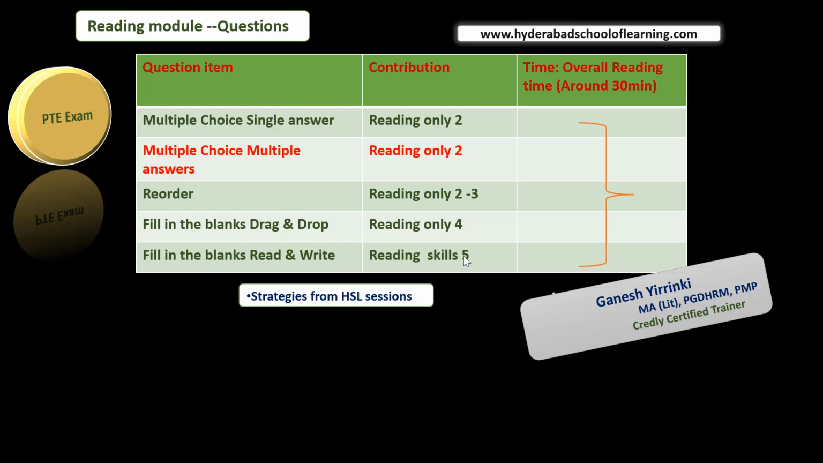So we may get around 15 questions, and from fill in the blanks drag and drop and fill in the blanks reading and writing, you can expect maybe around 9 to 10 out of 15 questions. Maybe the order of weightage, if you ask me: fill in the blanks reading and writing number 1, fill in the blanks drag and drop, then reorder, multiple choice multiple answers, and single answer. For more details, of course, you can contact us.